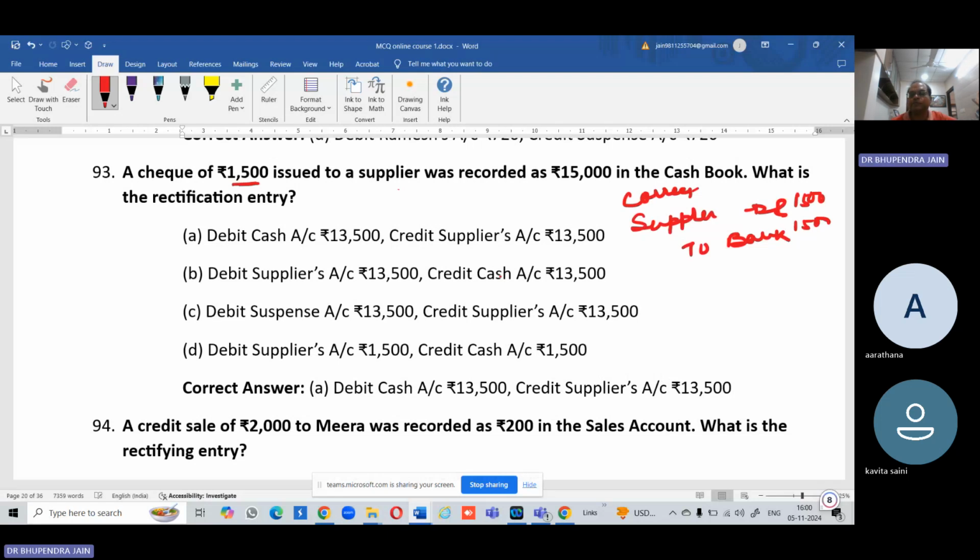A check issued. And the wrong entry is supplier account debit to bank. How much? This is 15,000.